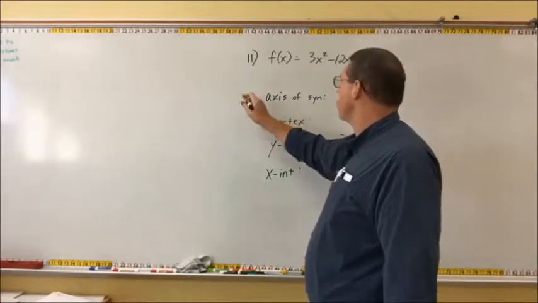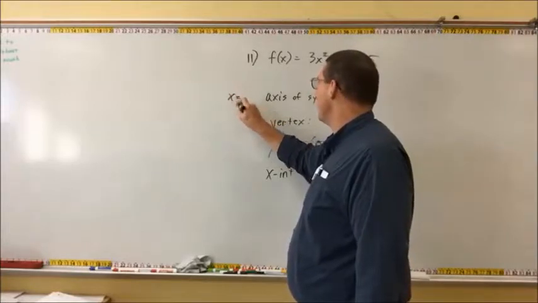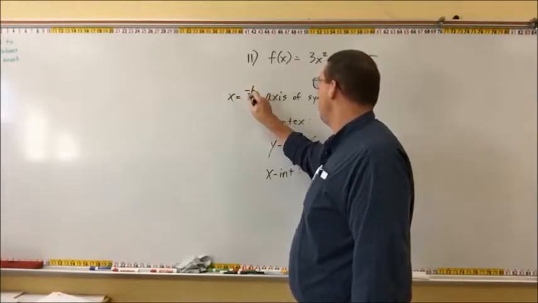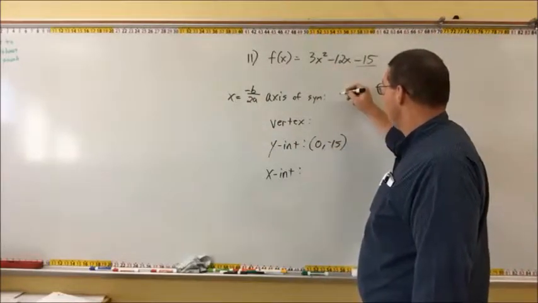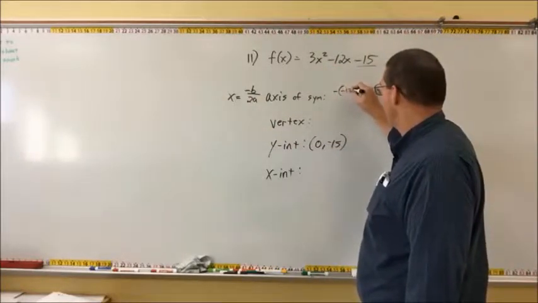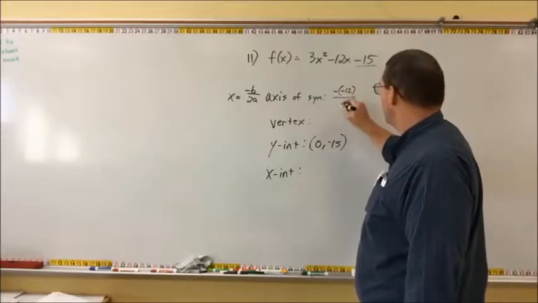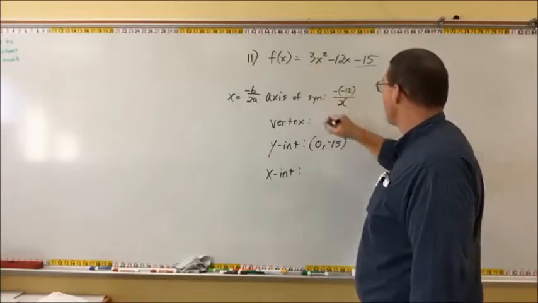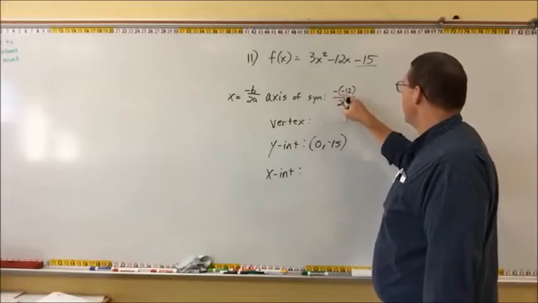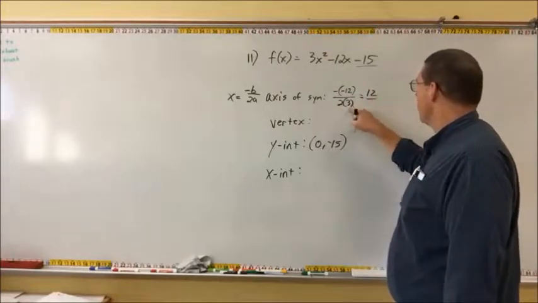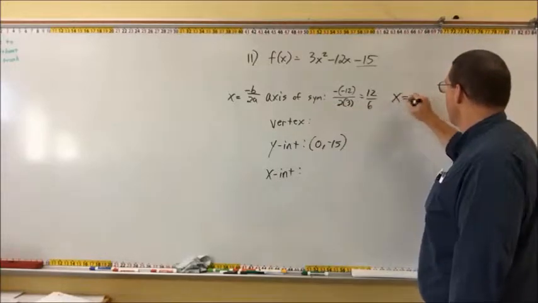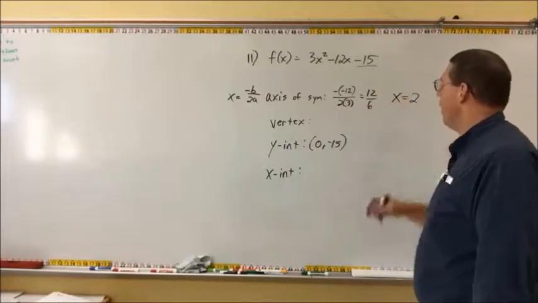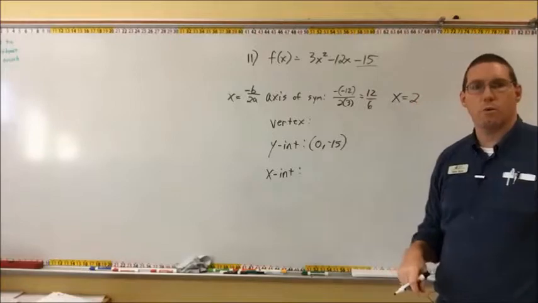Remember, the axis of symmetry is x equals negative b over 2a. So b in this case is negative 12, so it's going to be negative negative 12 over 2 times a, where a is 3. So negative negative 12 is 12, and 2 times 3 is 6. So the axis of symmetry is at x equals 12 divided by 6, which is 2. The axis of symmetry is at x equals 2.